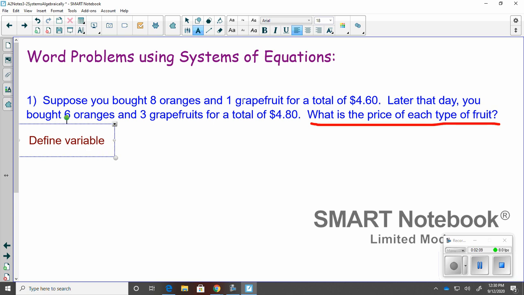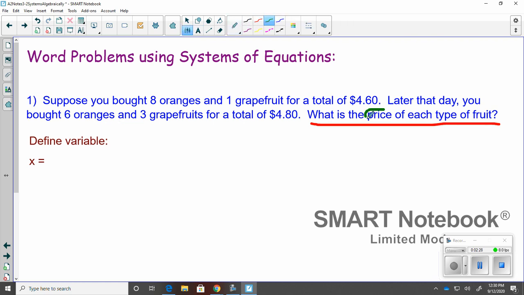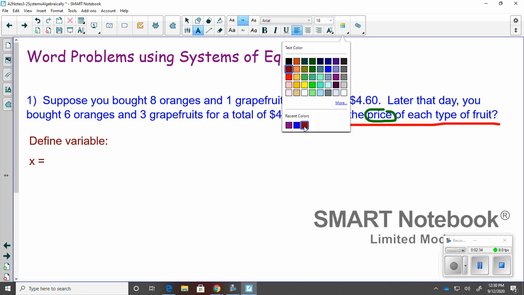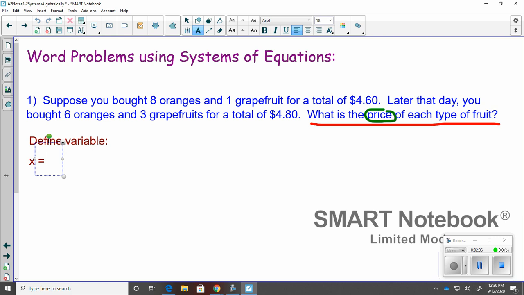So I'm going to define the variable, and this is an important part of each word problem you do. So step 1, after you read it, step 2 is define the variable, and we're going to let X stand for, and we're not really looking for the number of oranges because we know how many you bought. Look back at the question, we need to know the price of each one. And so when I define my variable, I need to write it down using that language.